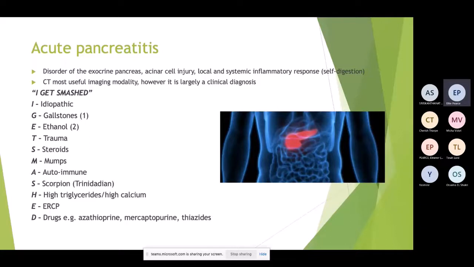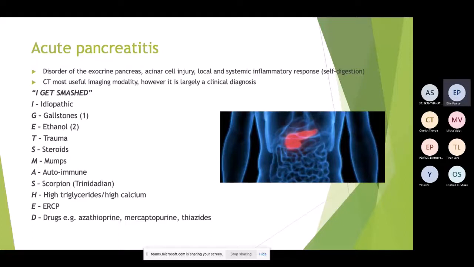And here is the I GET SMASHED mnemonic, which is a great one to remember for your exams. Gallstones are the most common cause of pancreatitis in the UK, followed by alcohol. And we've also got lots of other weird and wonderful causes. A lot of cases are idiopathic and we don't really know why they get pancreatitis.